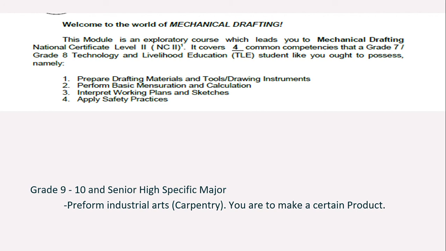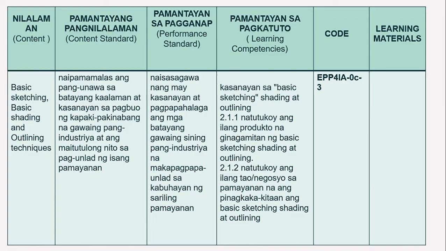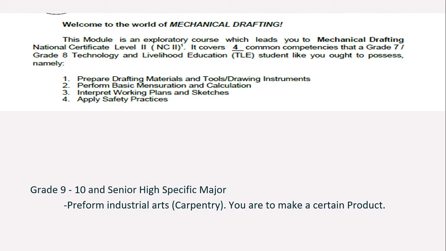So, again, in elementary, the basic is the core you should know. Before grade 7, you should already know basic sketching, shading, and outlining. When you reach grade 7 and 8, you are taught the tools and equipment, the maturation, the working plans, and the safety practices. By grade 10 or senior high, you already have your specific major, where you perform a certain product, such as industrial.